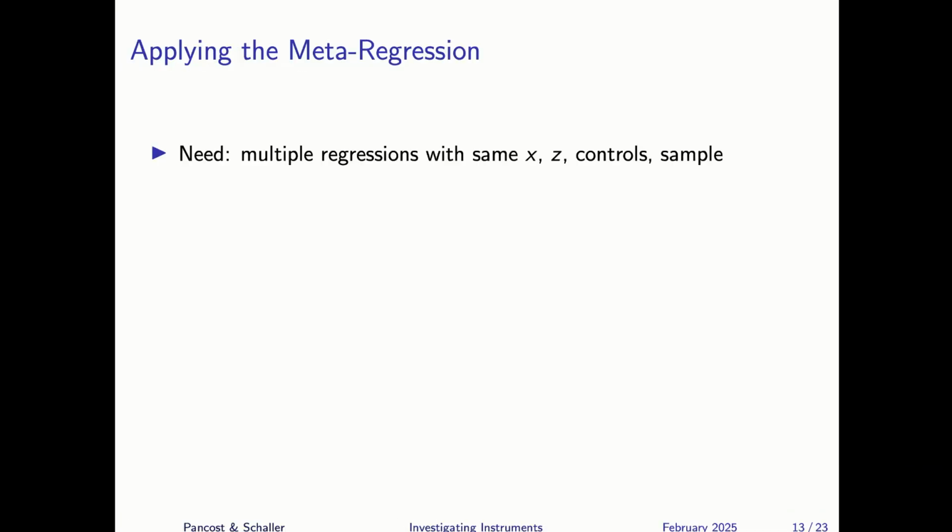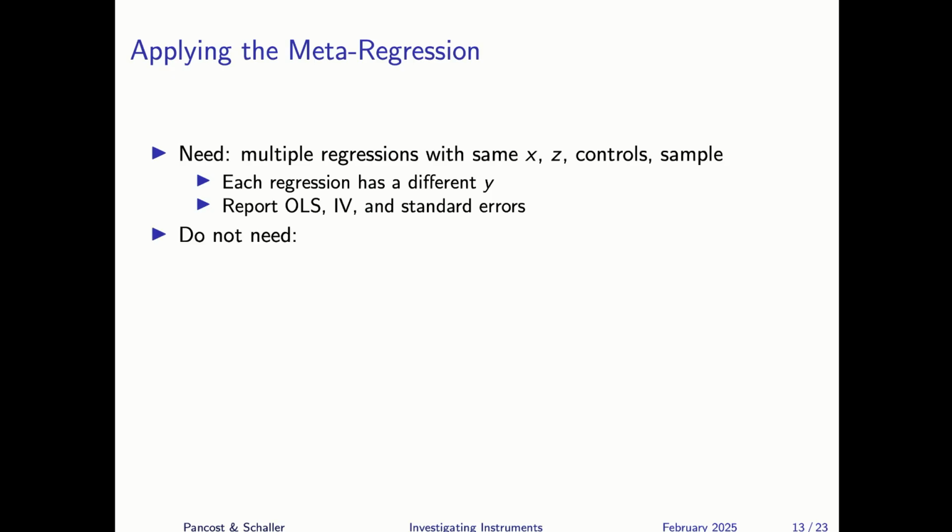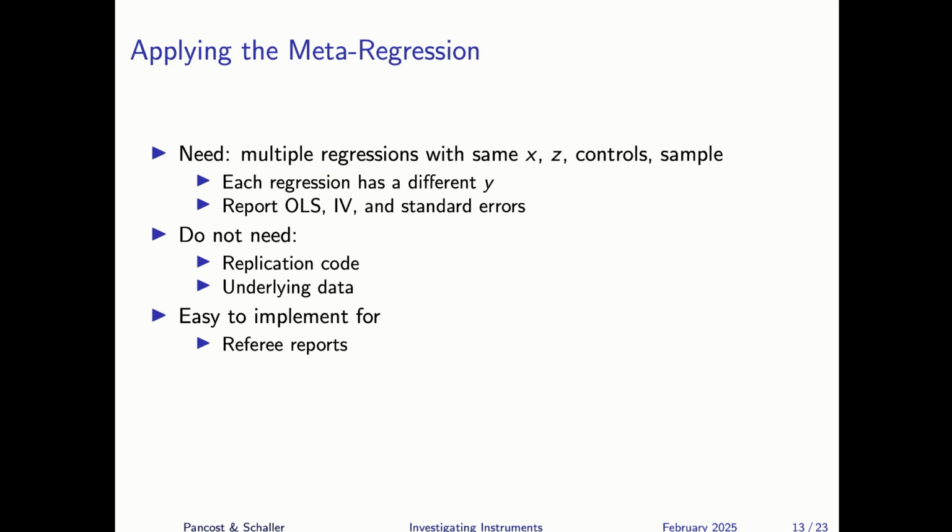Okay, what you need is multiple regressions with the same X, the same instrument, the same controls, and the same sample. You need lots of different Y variables. I need the OLS and IV estimates and their standard errors. I do not need your code. I do not need your data, which means you can apply this method immediately in a referee report.